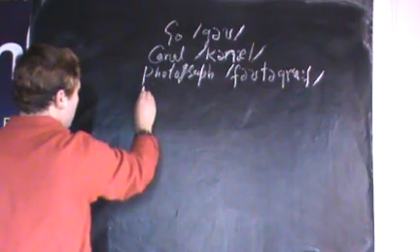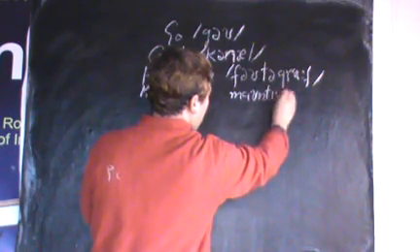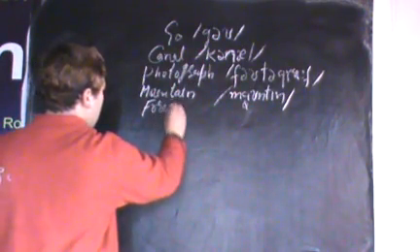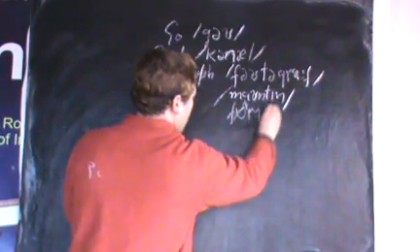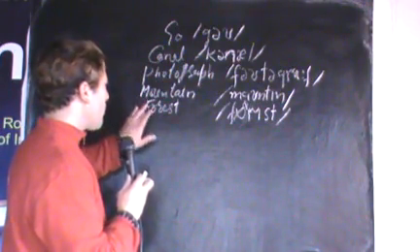Number 4 is mountain. This is mountain. And we have forest. This is forest. So these are 5 words. So read with me: go, canal, photograph, mountain, forest.